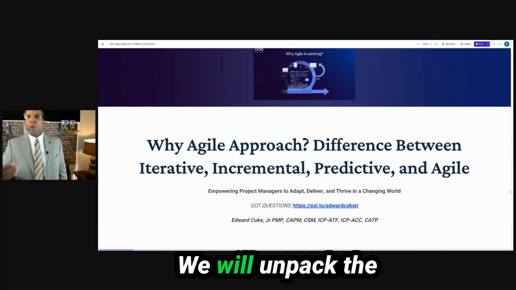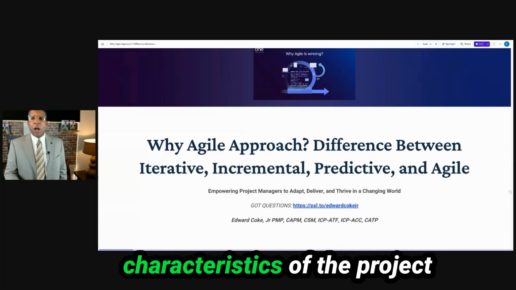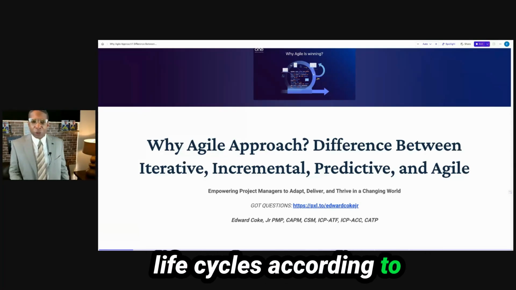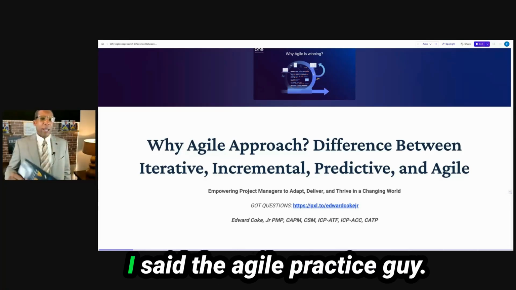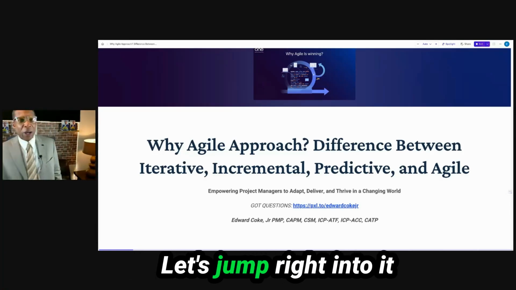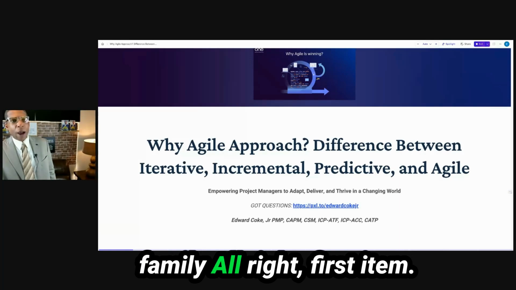Today's episode, we will unpack the characteristics of the project life cycles according to the Agile Practice Guide. Let's jump right into it, family. All right, first item.